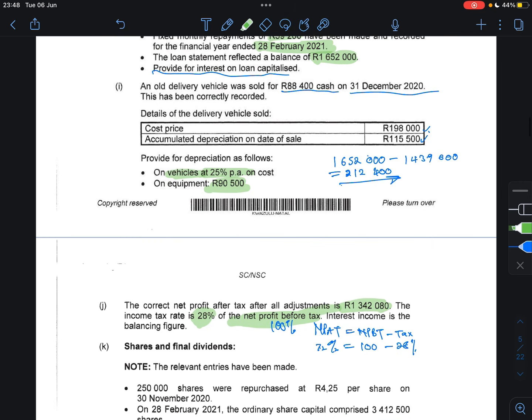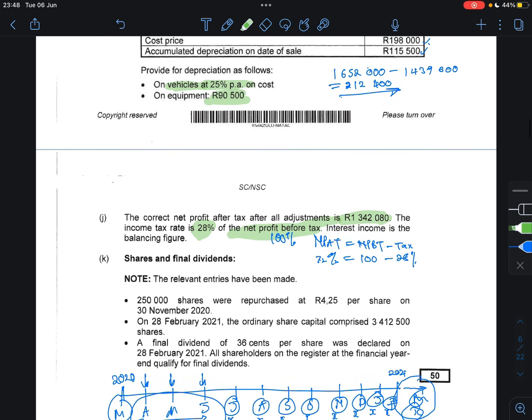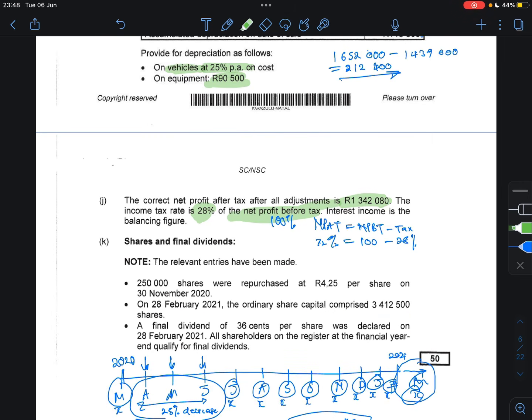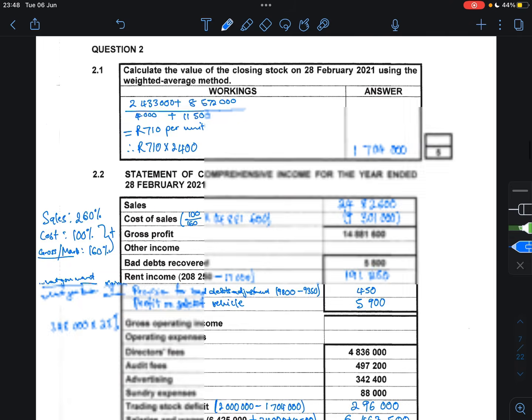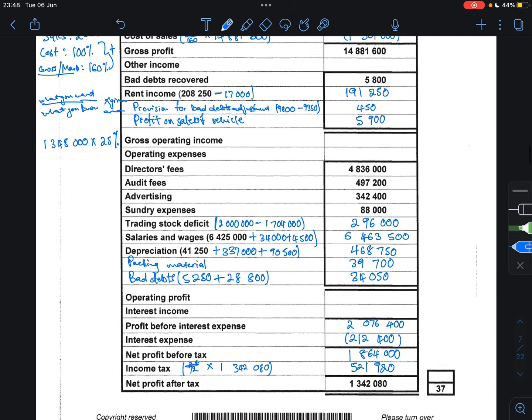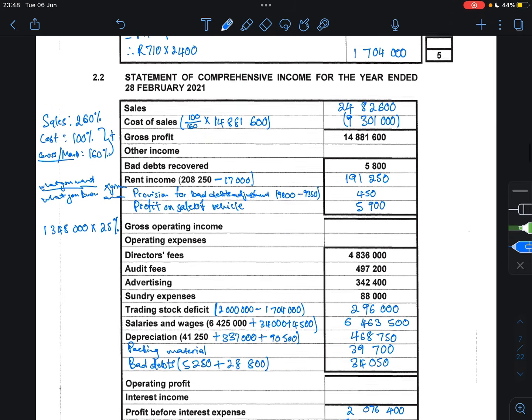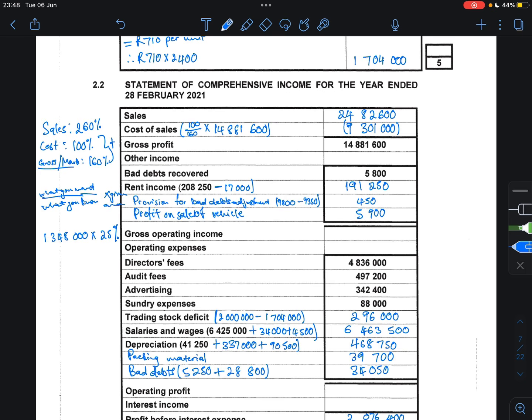We have added the 90,500. We are done with your correct net profit after tax, and then we are supposed to complete our statement of comprehensive income now. Because we've filled in everything, I think we are able to continue with all the calculations now. Okay, so we'll start by adding this to get your other operating income.